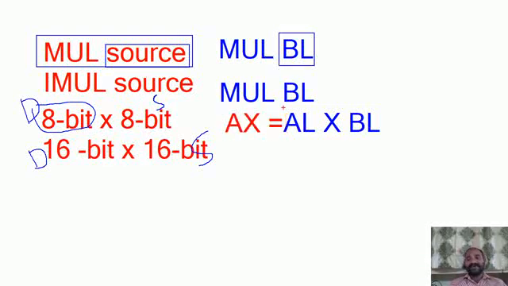Because AX is a 16-bit number. So when the microprocessor is performing the 8-bit multiplication operation, the result is going to be a 16-bit number. That result is going to be stored inside the AX register.